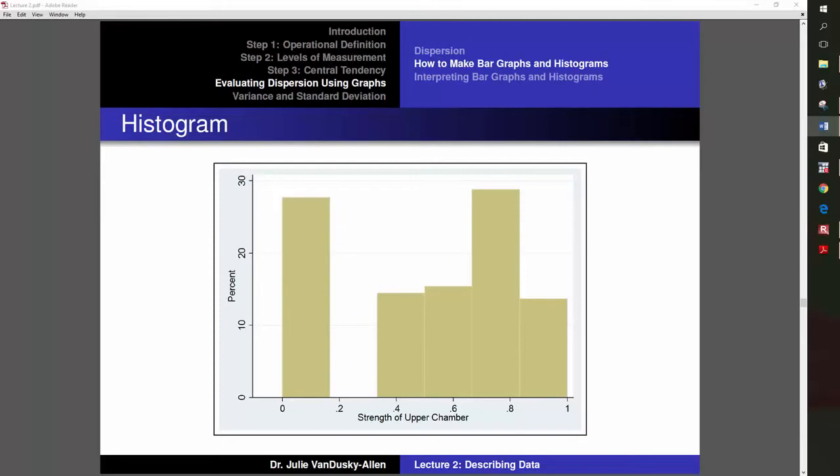As you can see, the first bar represents values between 0 and 0.16. The second bar represents values between 0.32 and 0.5. The third bar represents values between 0.5 and 0.68. The fourth bar represents cases between 0.68 and 0.84. And the last bar represents cases between 0.84 and 1. The largest category is 0.68 to 0.84. About 28% of cases are in this category.